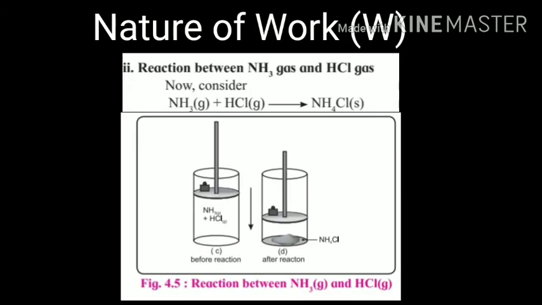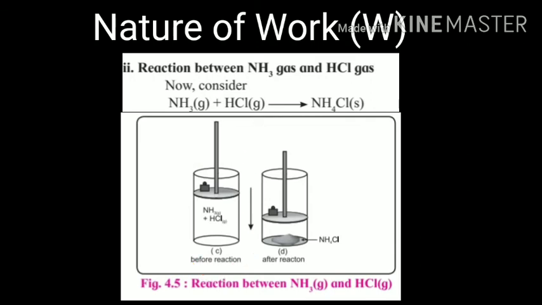Next example is the reaction between ammonia gas and HCl gas. So the reaction is NH3, which is in gaseous state, reacts with HCl, which is again in gaseous state. It gives us the formation of ammonium chloride, that is NH4Cl, which is in solid state. So observe the first diagram here.